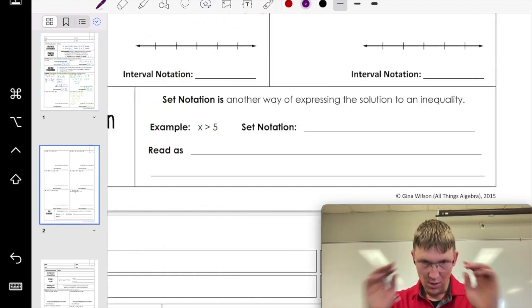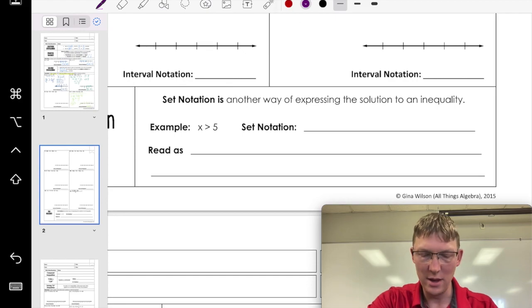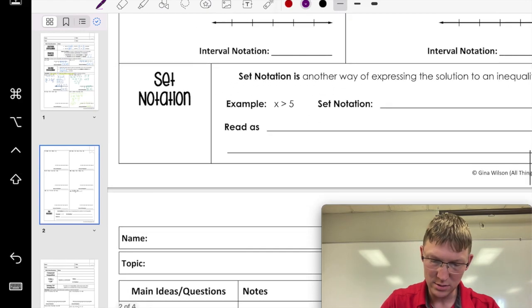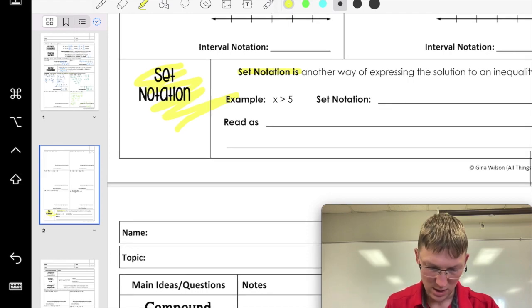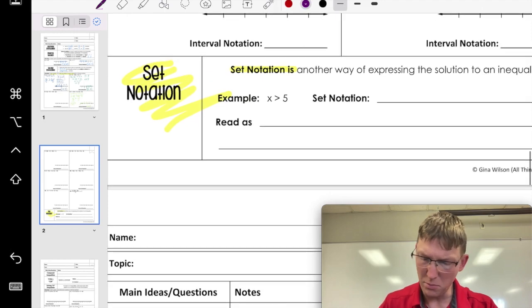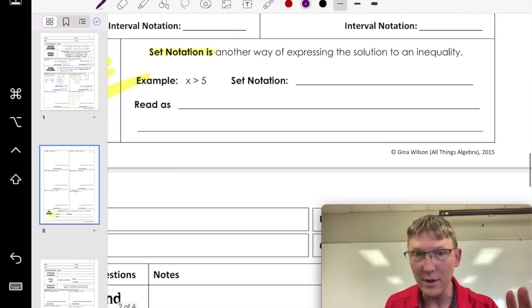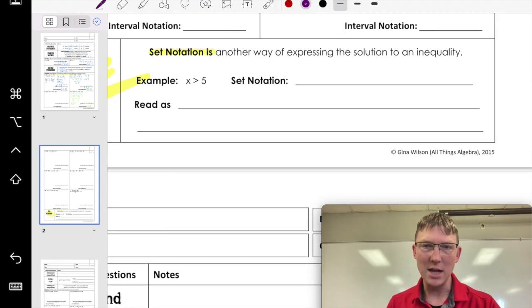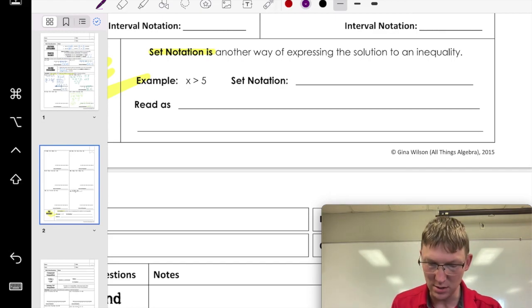There you go. So one other thing that you should kind of know, another way to write all of these interval type things is something called set notation. So this stuff right here. Set notation is just another way of expressing a solution to an inequality. You will see set notation a lot in more math classes, especially if you get a degree in math. They love set notation. But not super important for this class, but it's good to know because you might see it on the ACT or something obnoxious like that.